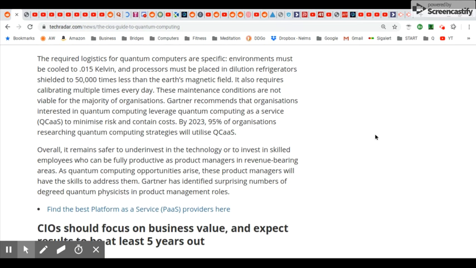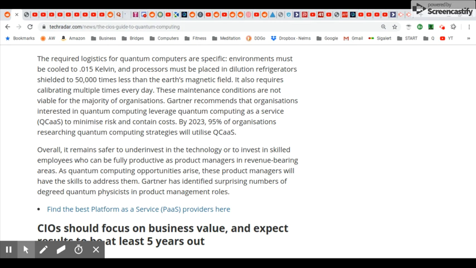The required logistics for quantum computers are specific. Environments must be cooled to 0.015 Kelvin, and processors must be placed in dilution refrigerators shielded to 50,000 times less than the Earth's magnetic field. It also requires calibrating multiple times every day. These maintenance conditions are not viable for the majority of organizations.